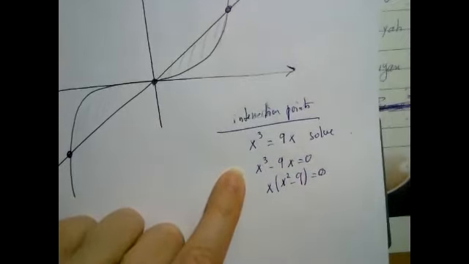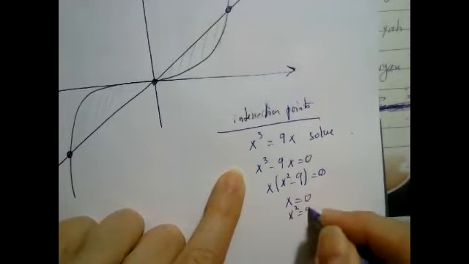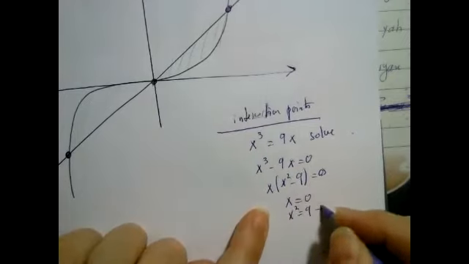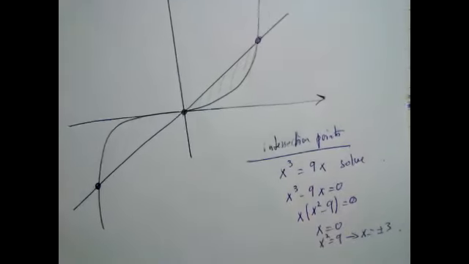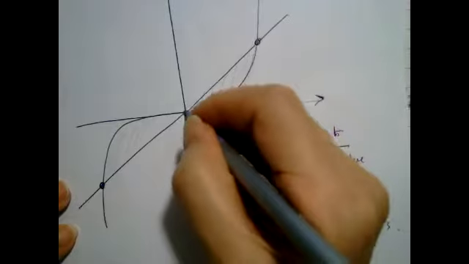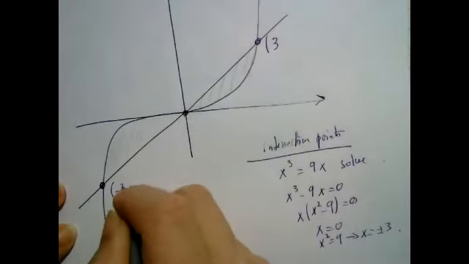Equal to 0 means x equal to 0. X squared equal to 9, so x is plus or minus 3. So we have 0, we knew that. This is 3, and this is minus 3.